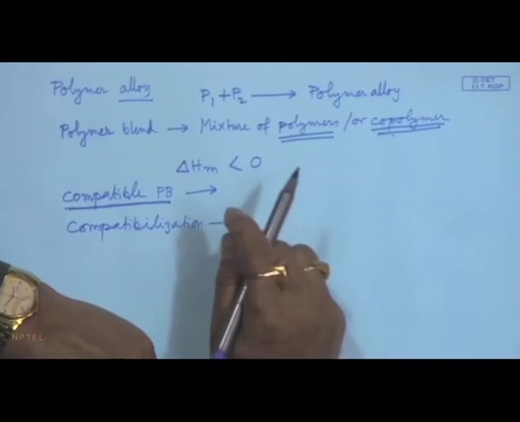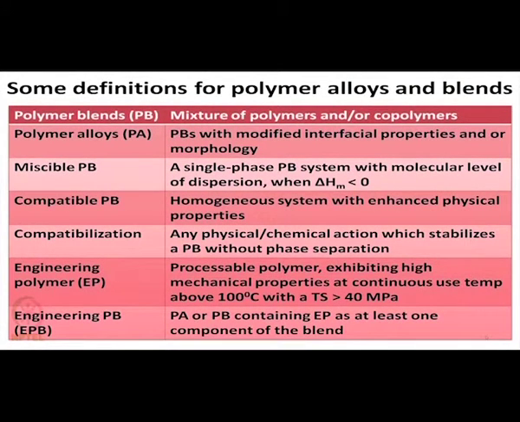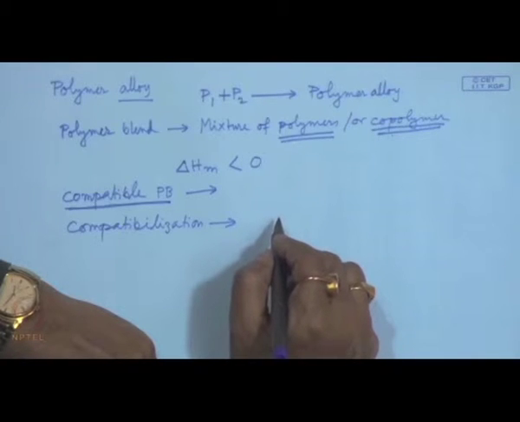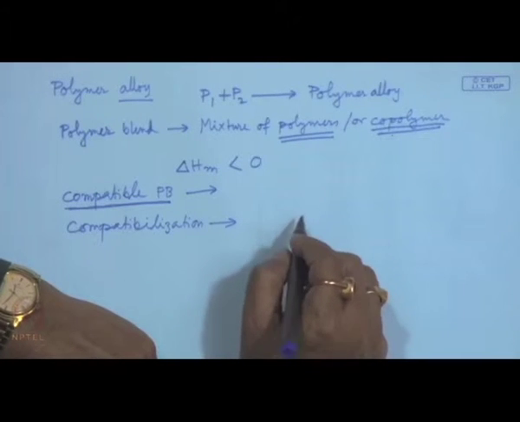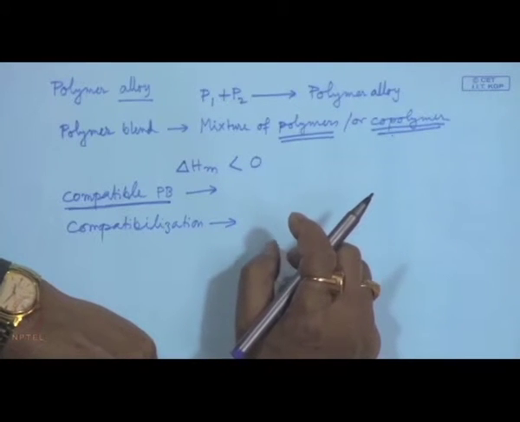Any physical or chemical action which stabilizes a polyblend without phase separation is known as compatibilization. That means, for a polymer B to be blended with polymer A to make it compatible, there must be some chemical or physical interaction between the two component polymers, and that physical or chemical action must stabilize the polyblend system without any chance of phase separation.